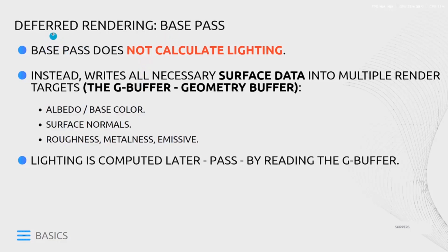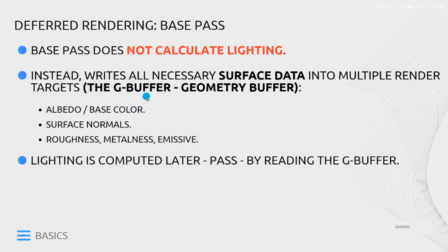So in the base pass of deferred rendering, we don't calculate dynamic lighting. Instead, we write surface data, information about the surface of each pixel: color, normal, roughness, metalness. All this data is written into something called geometry buffer or G buffer. The G buffer is not one image, it's a group of images that store all this information, every important detail about the surface, anything that will later affect lighting is stored into these buffers. Later in the lighting pass, we will read the G buffer to understand the properties of the surfaces and to know how light should affect them.